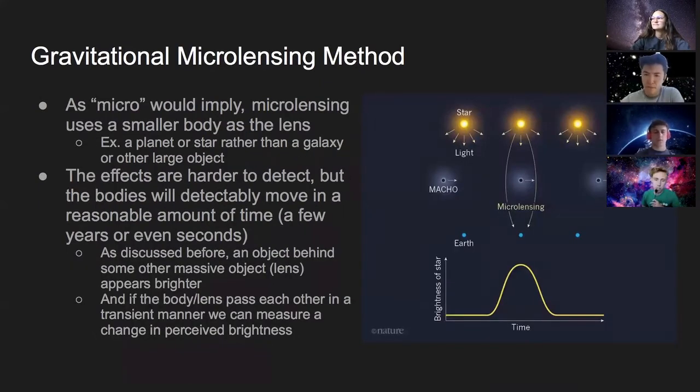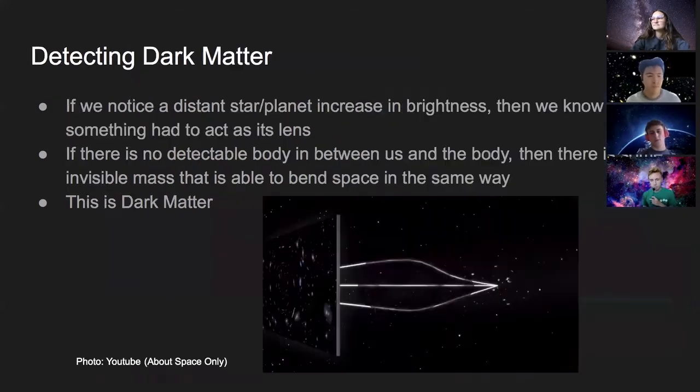So microlensing is using this concept of a massive object lensing light, but in a transient process and with smaller objects. So transient just meaning that in a reasonable amount of time, we can see the distant object get brighter and larger. And then when it does that, we know that something lenses the light. So if we can see this transient process of it getting brighter and then dim again, and there's nothing detectable in between us and the object, then we assume that dark matter is the thing that lenses the light.